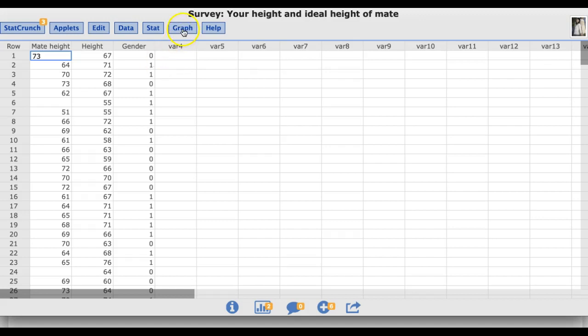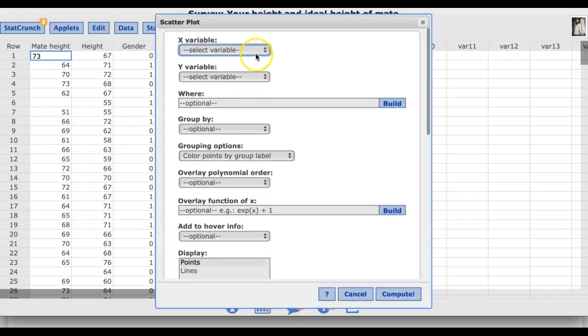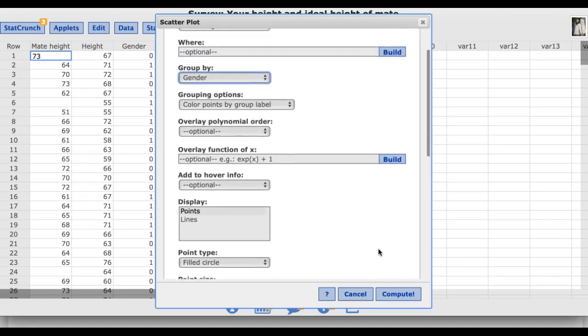So let's just look at this graph. Let's revisit the scatter plot again, and let's do the same thing. We still want to use height of correspondent. That's our explanatory variable, which is the X variable. And we'll want to use that to help us predict the height of their mate. But now what I'm going to do is group by gender. Let's see what we get here.